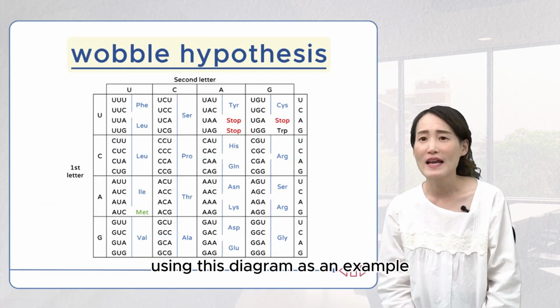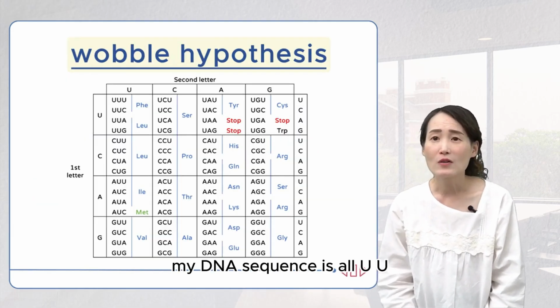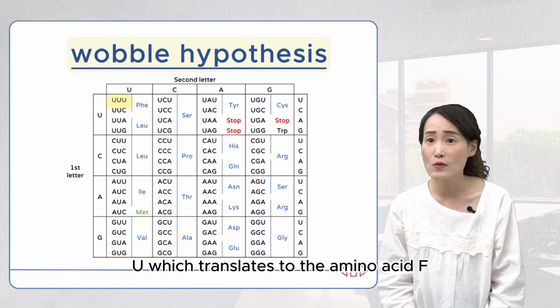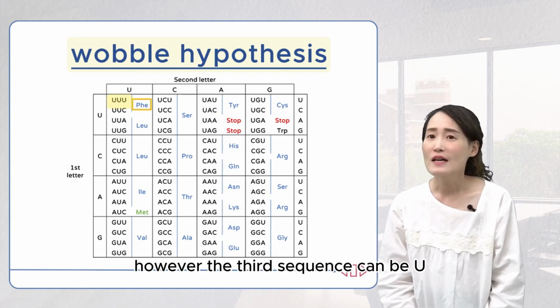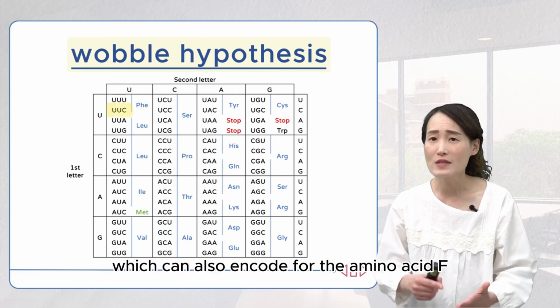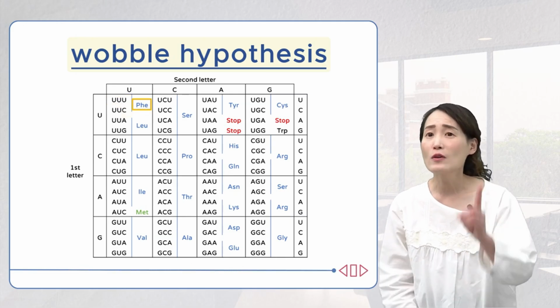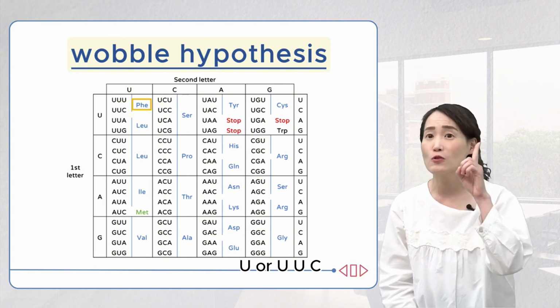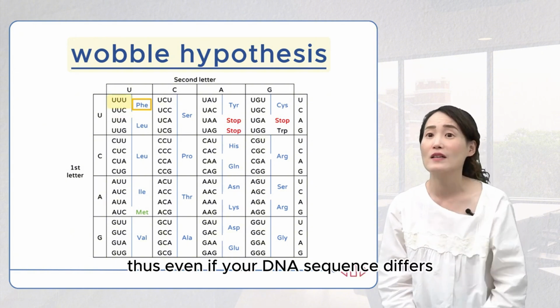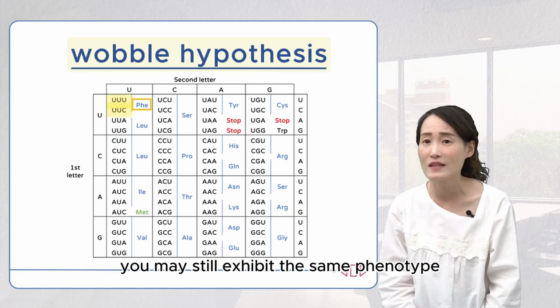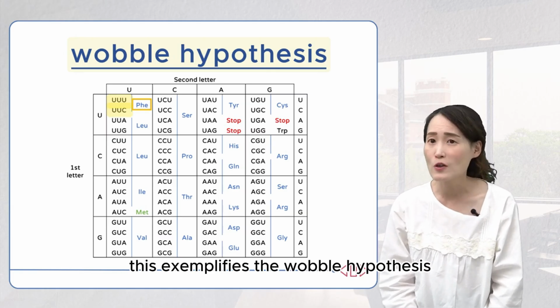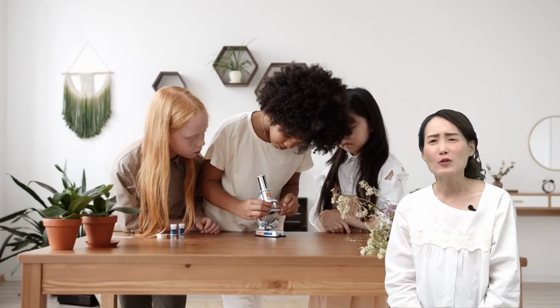Using this diagram as an example, my codon is UUU, which translates to the amino acid Phe. However, the third base can be C, so UUC can also encode for the amino acid Phe. That is to say, the same amino acid can be encoded by UUU or UUC. Thus, even if your DNA sequence differs, you may still exhibit the same phenotype. This exemplifies the wobble hypothesis.